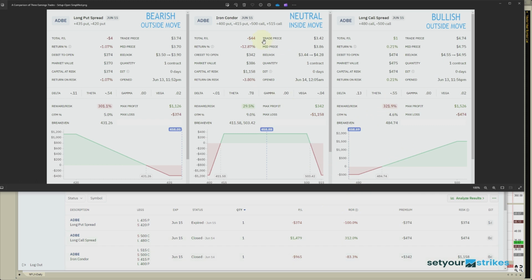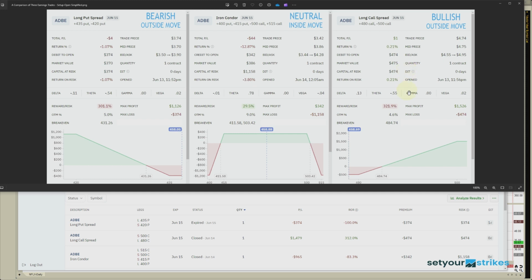I think I'm a little unhappy with the neutral move. I think that the risk that we took there was just not really worth the reward. So some work to do there. I'm looking at some other different trade types to be able to play a more neutral trade. But I was really pleased with how these outside move trades worked.